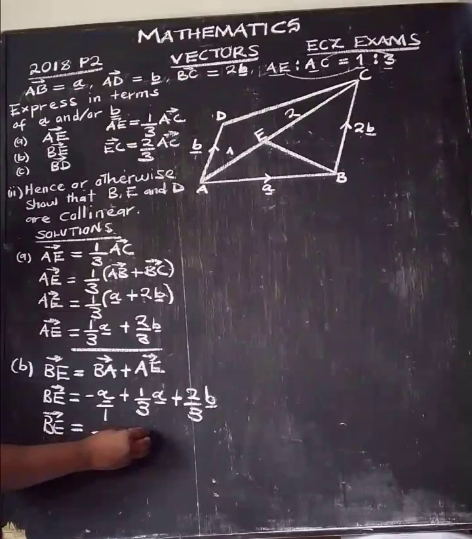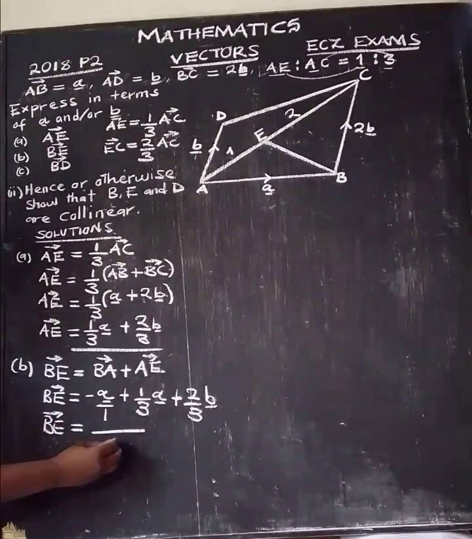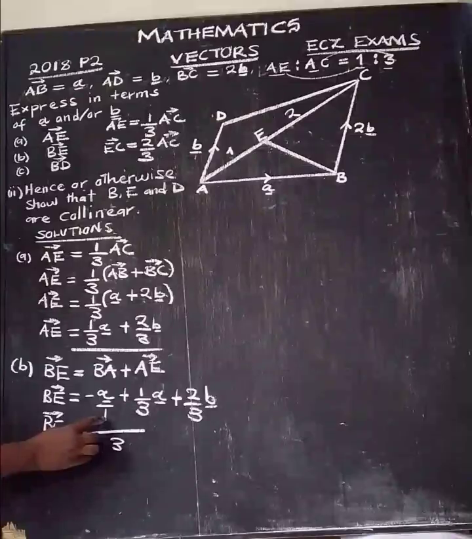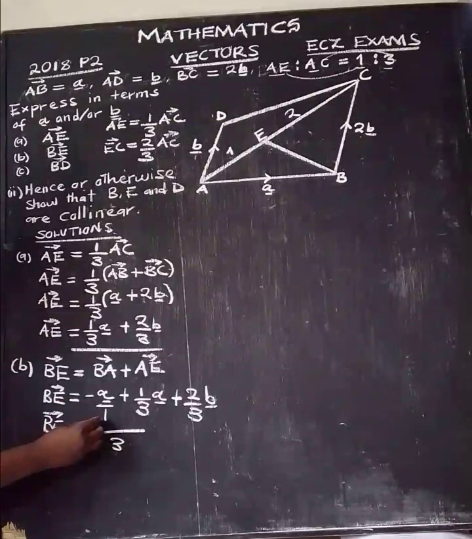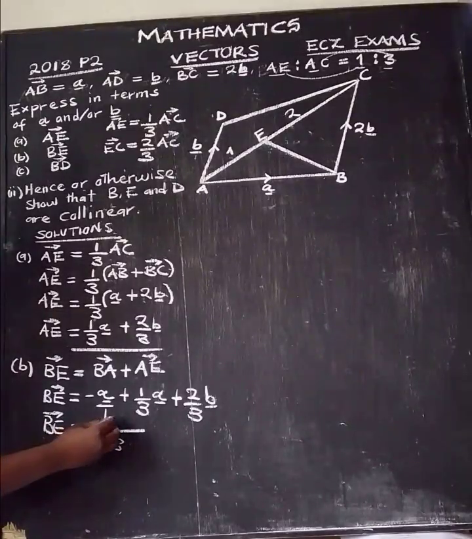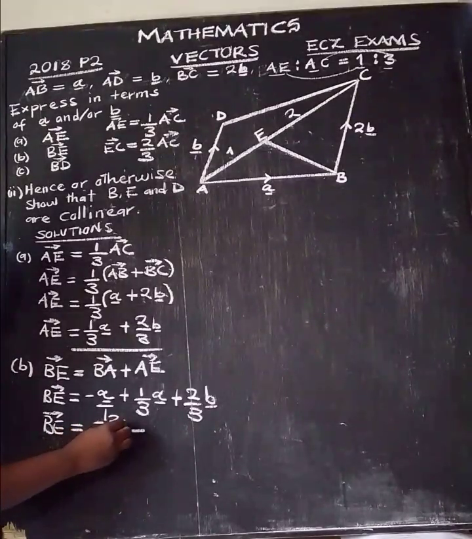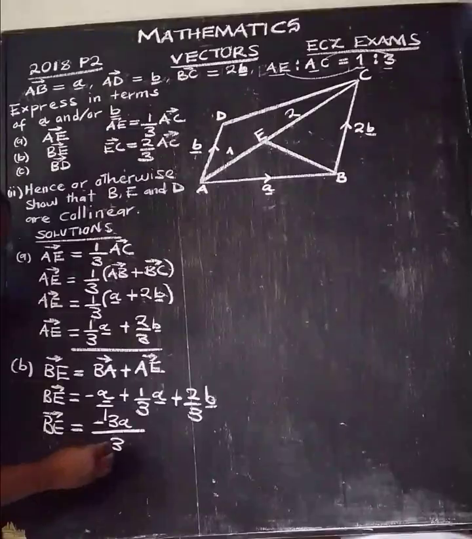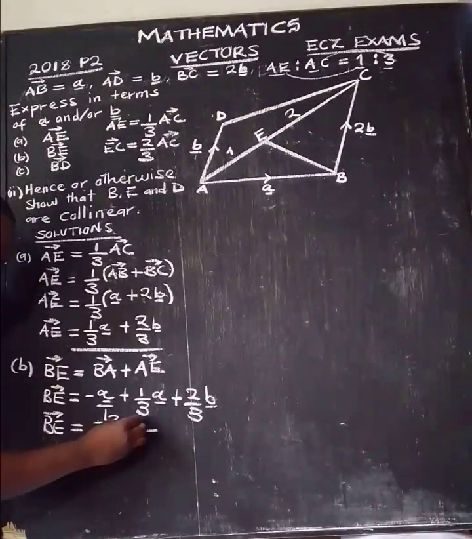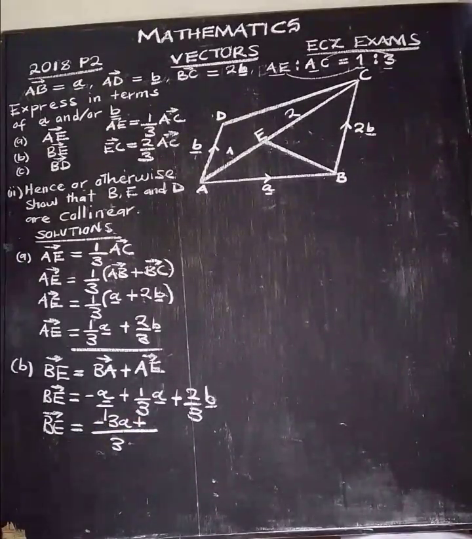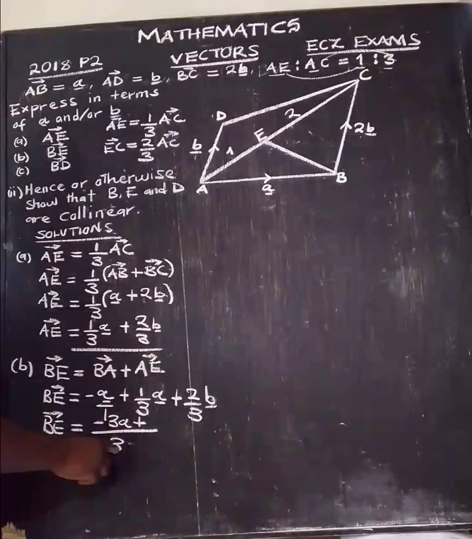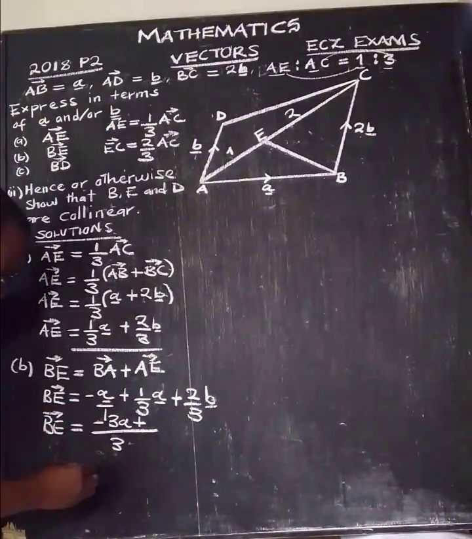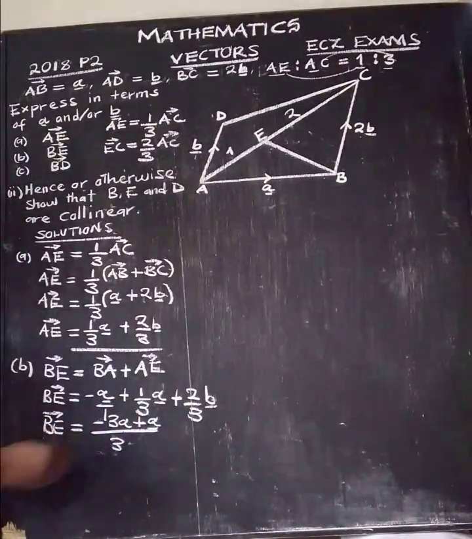So BE is equal to, you can say over 1. And then what is our lowest common denominator of 1 and 3? It's 3. So 1 into 3, it's 3. 3 times negative vector A, you get negative 3 vector A. And then plus, 3 into 3, it's 1. 1 times vector A, you get vector A.